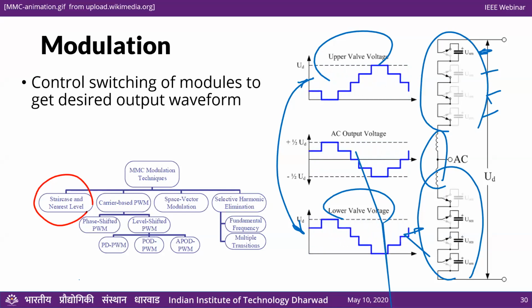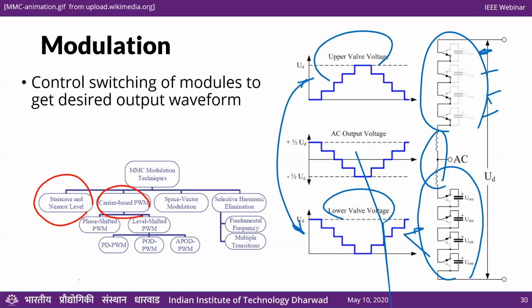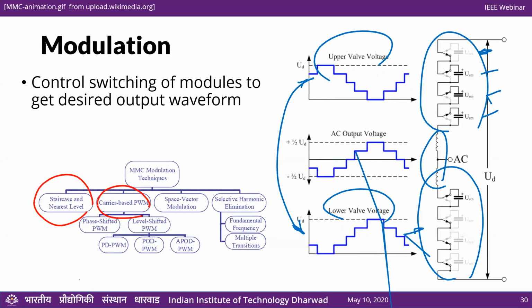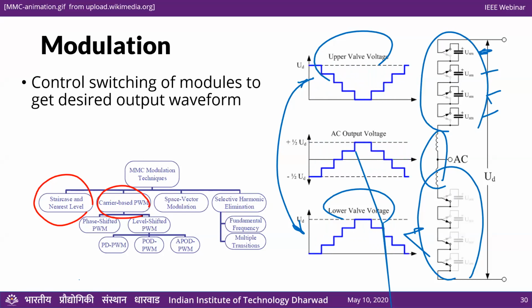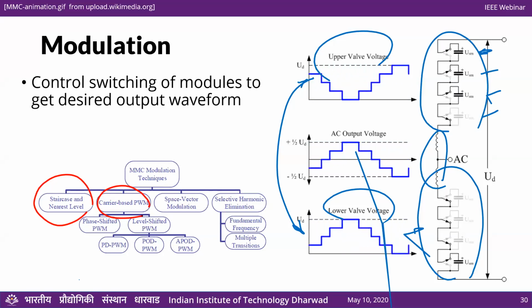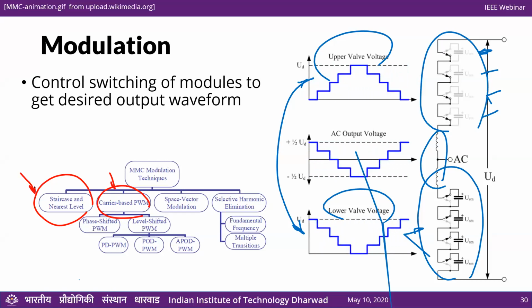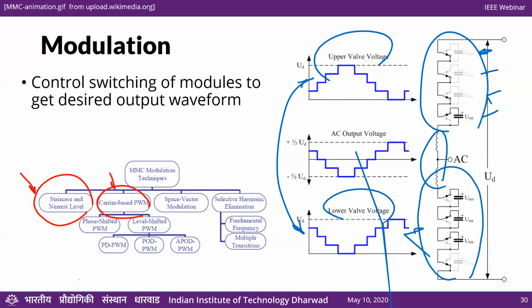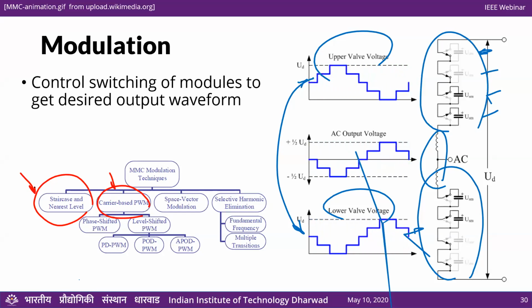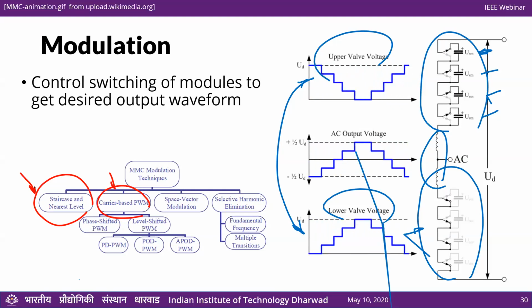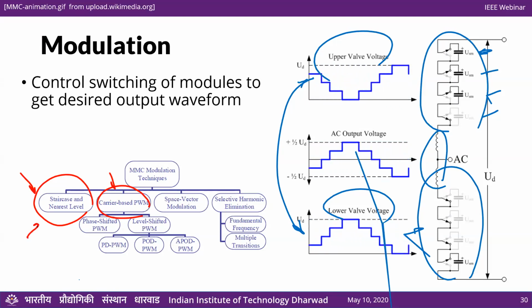Other than that, there's carrier based, which is the most common PWM that is used in most other converters. There are some people who have done space vector modulation, and there's of course selective harmonic elimination. But with a large number of modules, a lot of practical systems use either some form of carrier-based scheme or staircase or nearest level scheme, because there are so many modules, it's just not very feasible to do any more complicated modulation, right? So we've already seen what staircase and nearest level modulation look like.